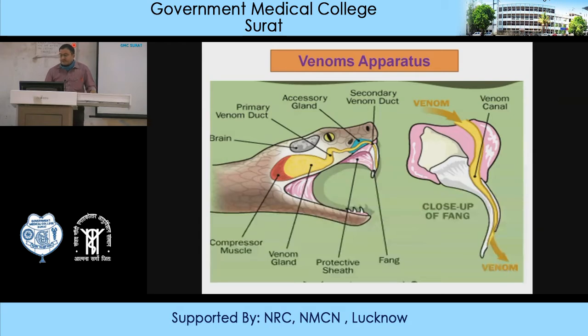Now this is a picture of the venom apparatus of a viper. It is a folded fang. See, it looks like a hypodermic needle. Venom is ejected from the venom canal. In the close-up of the fang, above the tip there is an opening, and from it the venom is excreted. Now in this snake head photo, this is the venom gland, compressor muscles, and protective sheath, meaning mucus. The folded fang is covered by a mucous membrane, the protective sheath. Then the fang, secondary venom duct, accessory gland, primary venom duct, and brain.